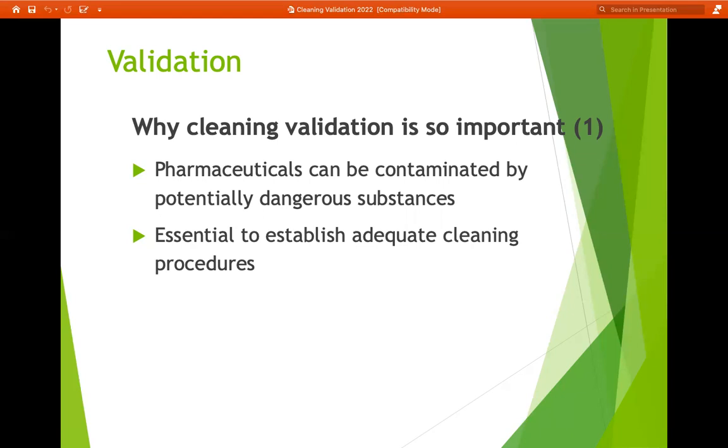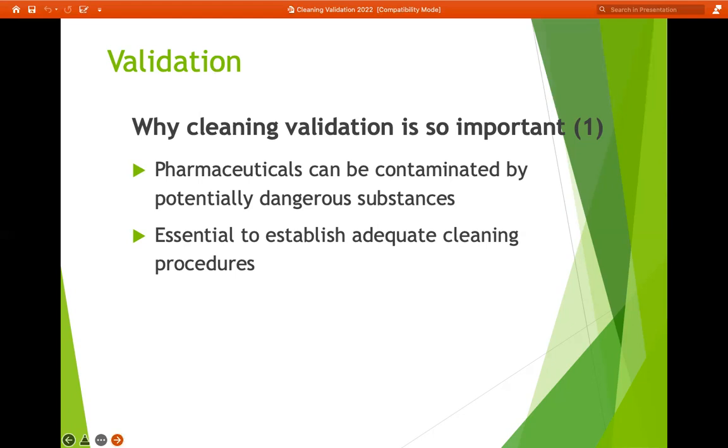Products get contaminated because of environment, machines, materials, cross-contamination, other APIs or other products, and handling procedures. For this purpose, to avoid traces of other products or materials in the next product, we have to establish very good cleaning procedures. And these procedures have to be validated procedures.